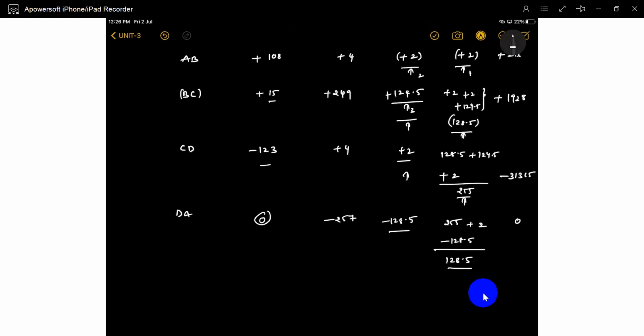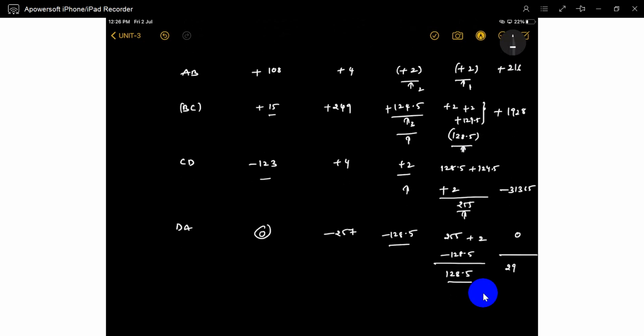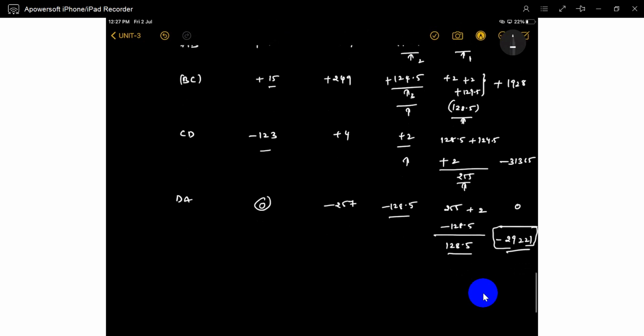It will come 0. So what is the sum? This is minus, and these are plus. So what is the value? 29,221, minus. Plus or minus, no significance in area. Minus area, plus area, no significance. No need to fear. Okay, that's it. So the area is 29,221 square meters. How simple it is? Just find the meridian distance multiplied with longitude, and you will get the area.